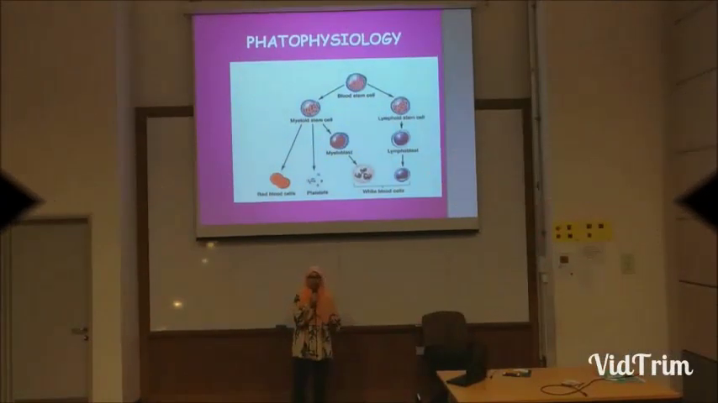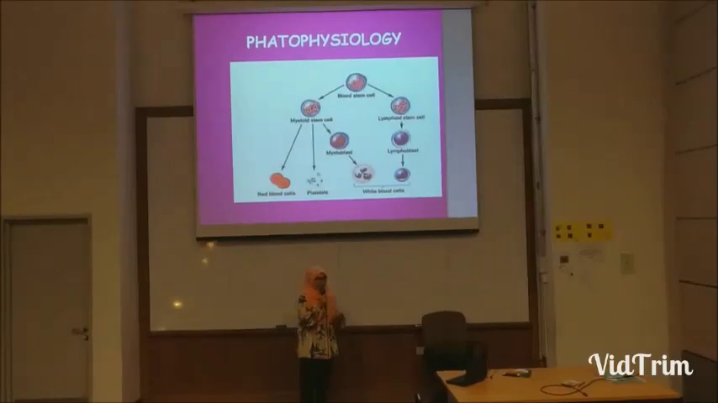So what is leukemia? Leukemia is a cancer which starts in blood-forming tissue, usually the bone marrow. It leads to the production of abnormal white blood cells, the part of the immune system which defends the body against infection.